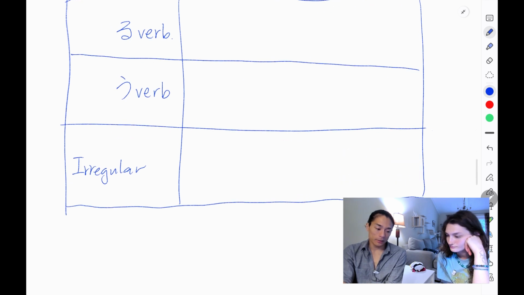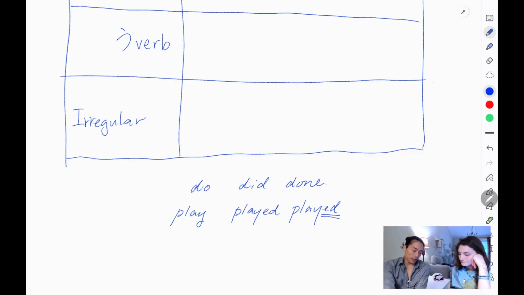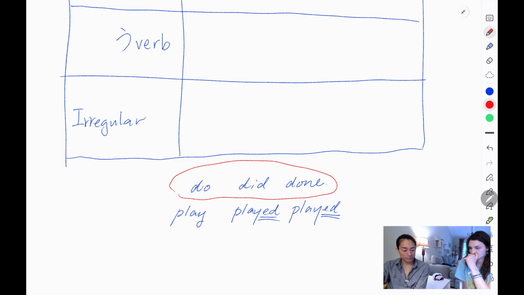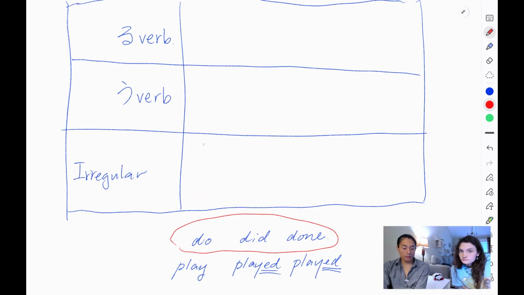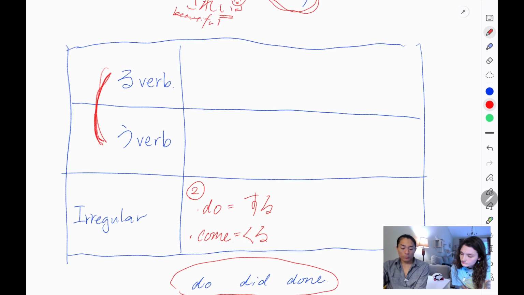Like, for example, in English, do, did, done. But usually, it's play, played, played. One of the patterns is ed for past tense for a verb, but sometimes there are some verbs that are just irregular, and you just have to memorize. We don't have as many compared to English. There are only two, do and come. Do is suru, and come is kuru. Whenever you come across these two verbs, these are irregular, so I just have to follow the irregular rules.